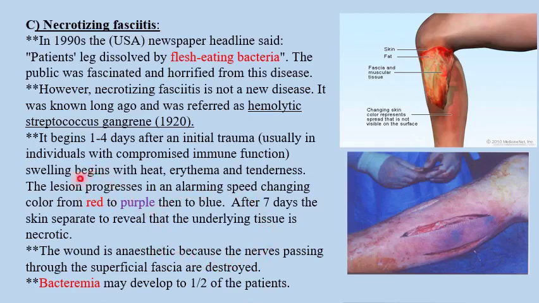This picture tells us what the fascia is. Here is the skin, the uppermost layer. Then there is the fat, and then the fascia and the muscular tissues. The muscles and the fascia are beneath the skin. Here it says that changing skin color represents spread that is not visible on the surface. And suddenly the skin shreds, falls off, and reveals the necrosis underneath.